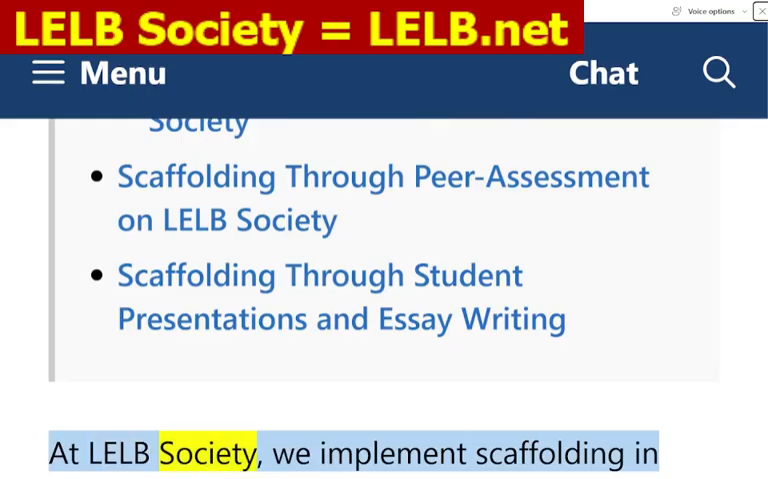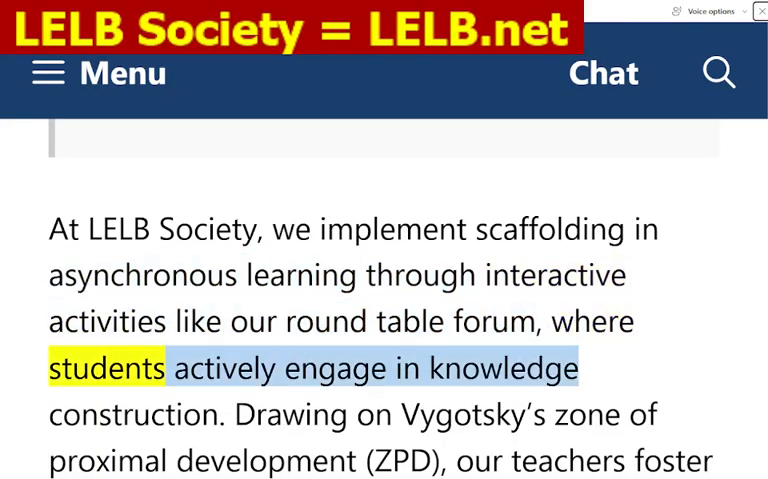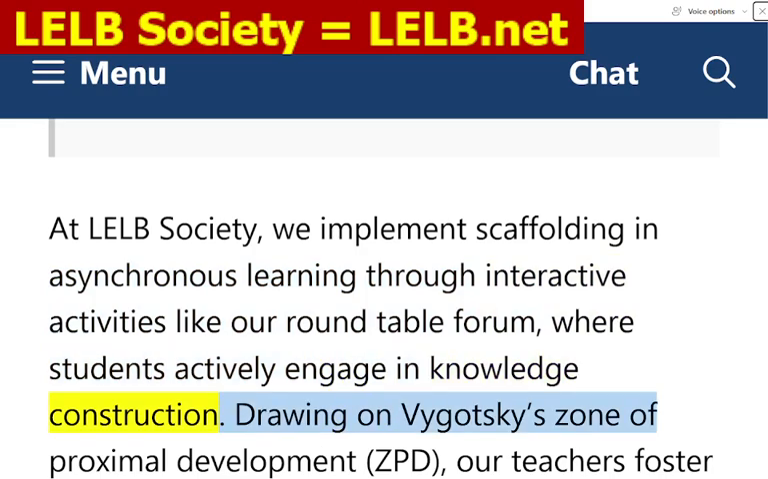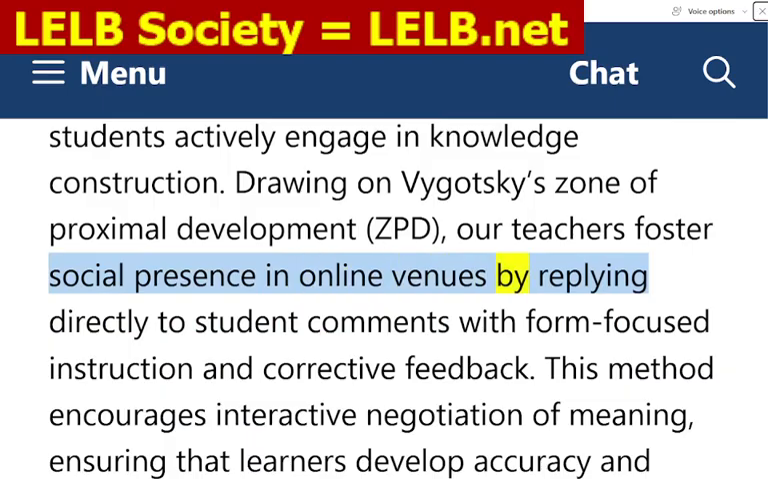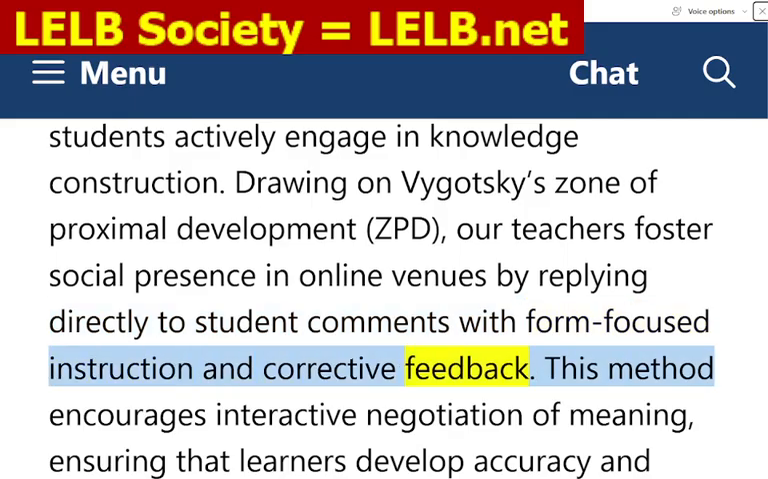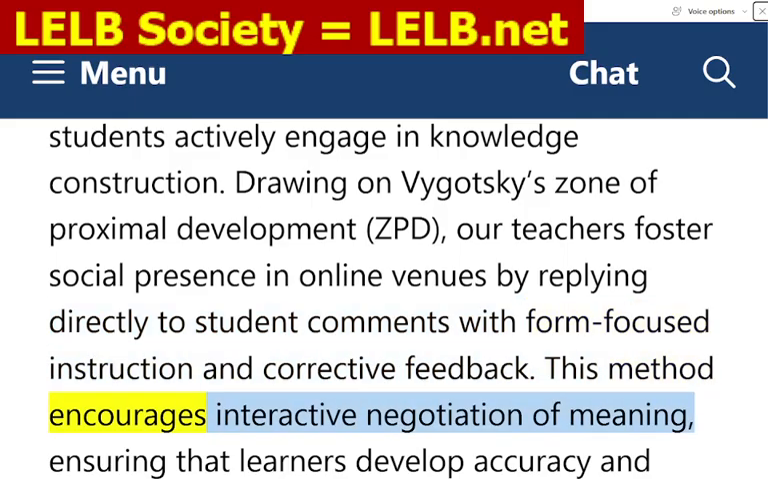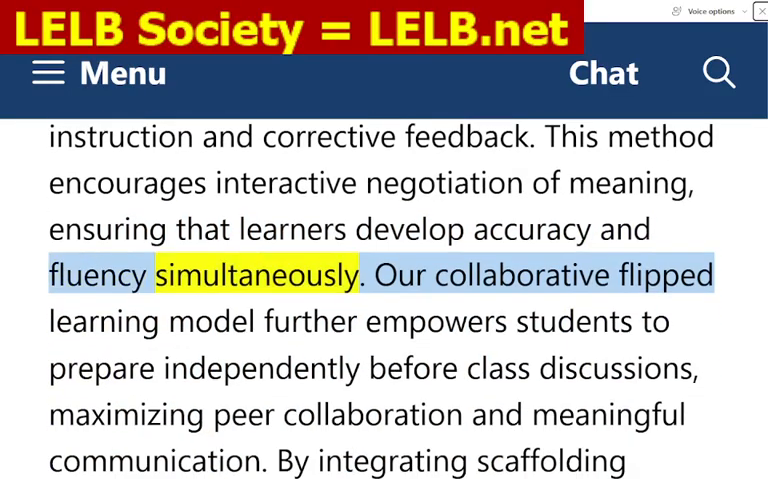At LELB Society, we implement scaffolding in asynchronous learning through interactive activities like our roundtable forum, where students actively engage in knowledge construction. Drawing on Vygotsky's zone of proximal development, ZPD, our teachers foster social presence in online venues by replying directly to student comments with form-focused instruction and corrective feedback. This method encourages interactive negotiation of meaning, ensuring that learners develop accuracy and fluency simultaneously.